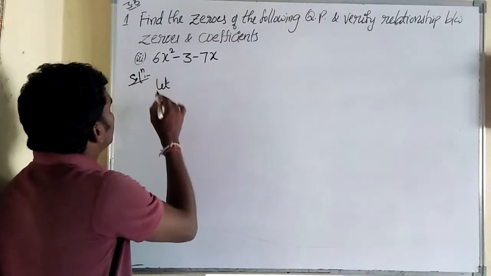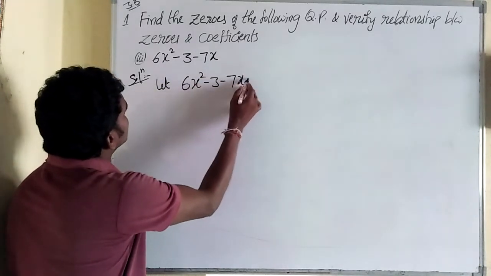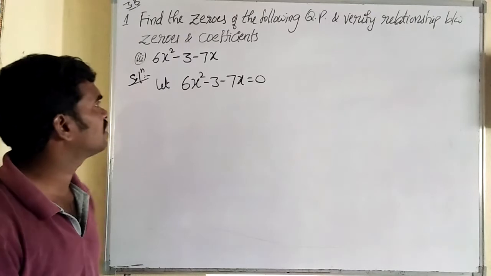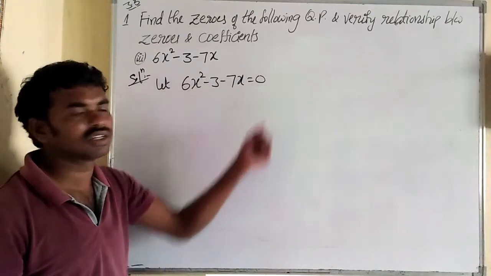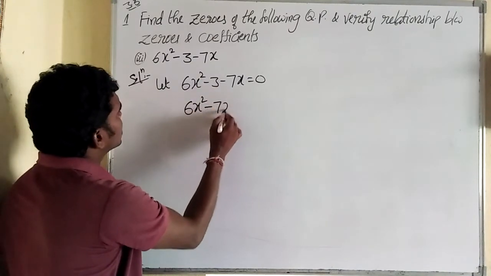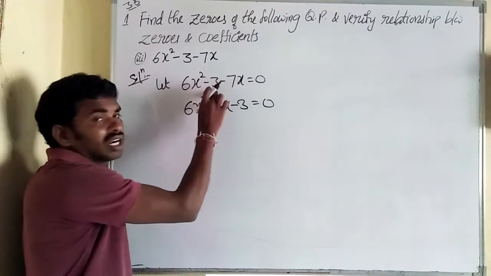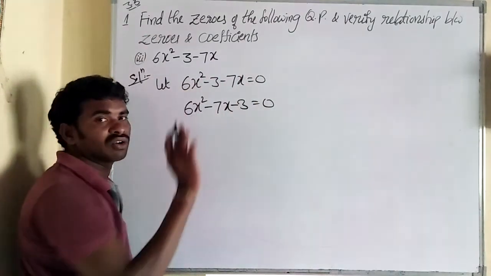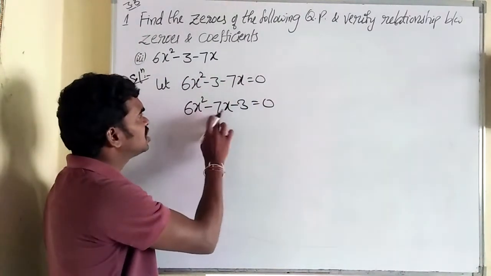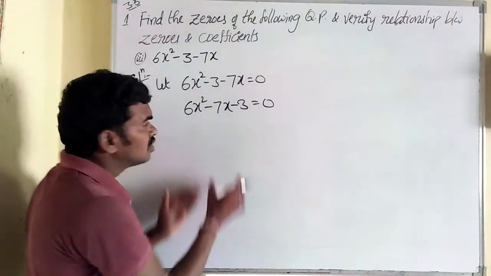See the problem. First, how to do it? Let 6x square minus 3 minus 7x be equal to 0. We have to take the given quadratic polynomial equal to 0. Then write 6x square first, then minus 7x, then minus 3. Both are on the left hand side of the equal sign, so however you rearrange, the symbols don't change.